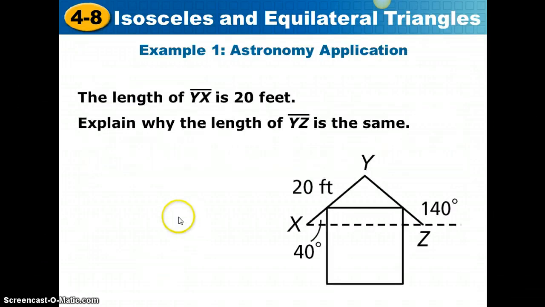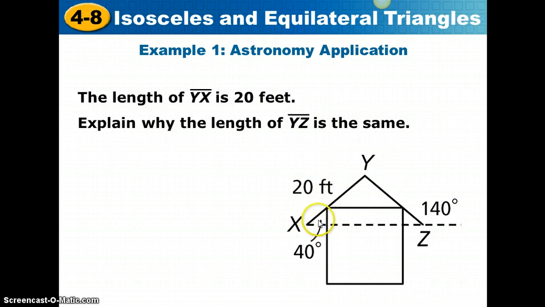So let's take a look at example 1. In this example, we have what looks like a house drawn. We have a four-sided polygon, or a quadrilateral, with a triangle placed over the top of it like a roof. And we're going to explain why the length of YZ is the same as the length of YX. We're given that it's 20 feet.